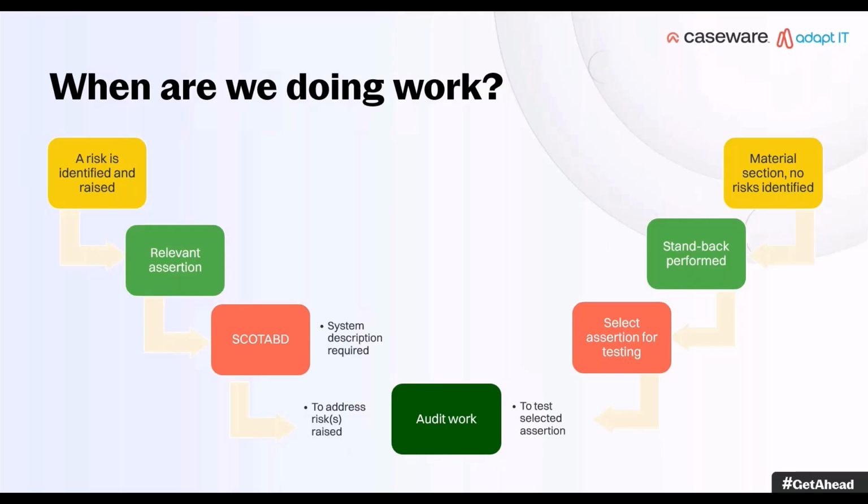So the moment you have a class of transaction, account balance, or disclosure with a risk for a relevant assertion identified or recorded, then the standards say we must obtain a description of the information system. We don't necessarily have to test controls or identify controls, but we need to at least get a system description. Sorry, not design and implementation. That is your documented understanding of the flow of the information. Having obtained your system description, you will then design procedures to test the risk of material misstatement. Good. So either way, we're going to end up with some field work, but there is that slight difference.